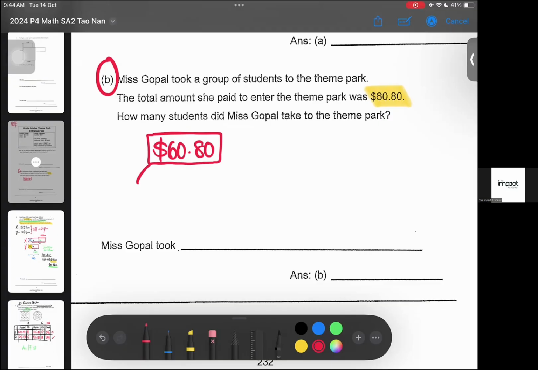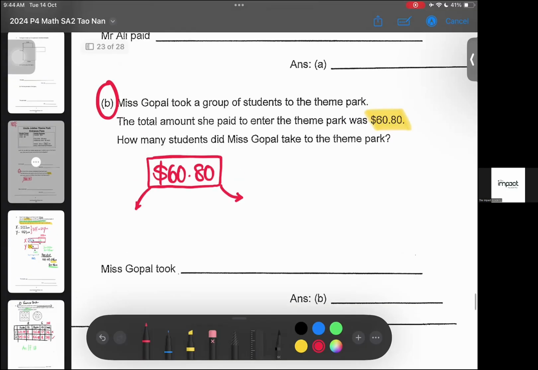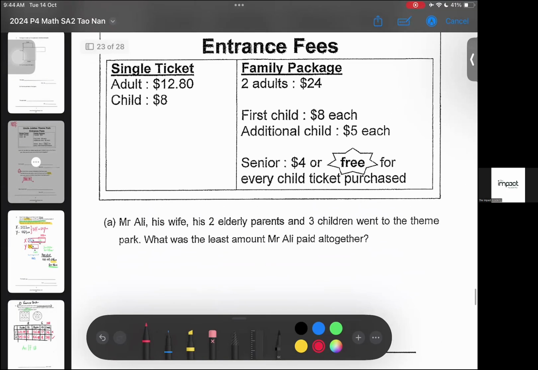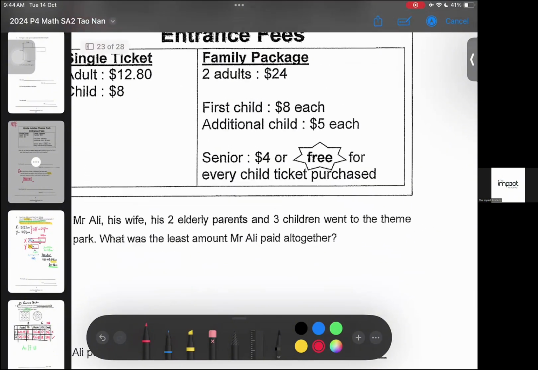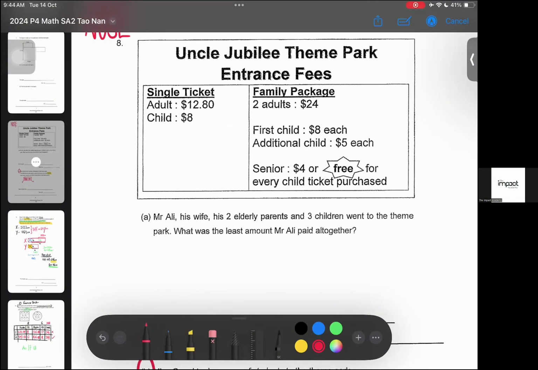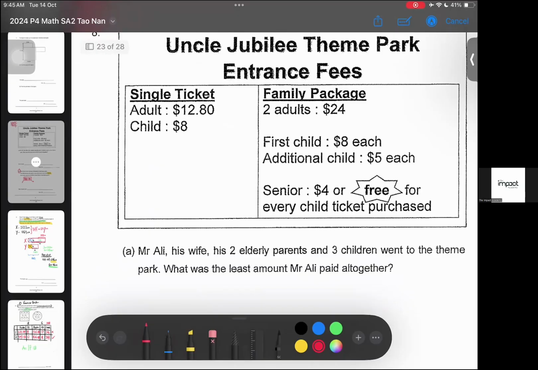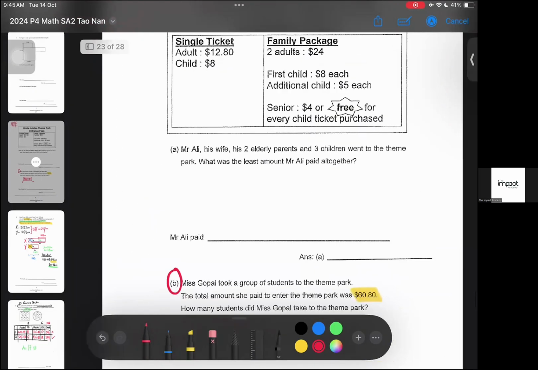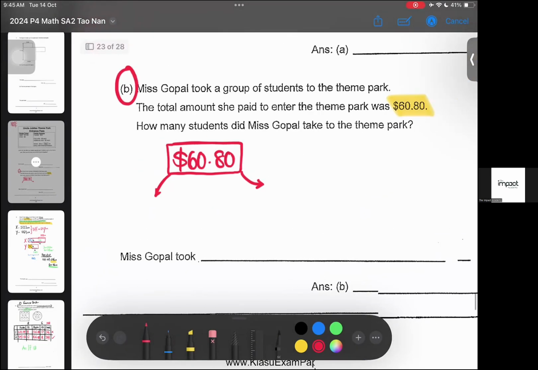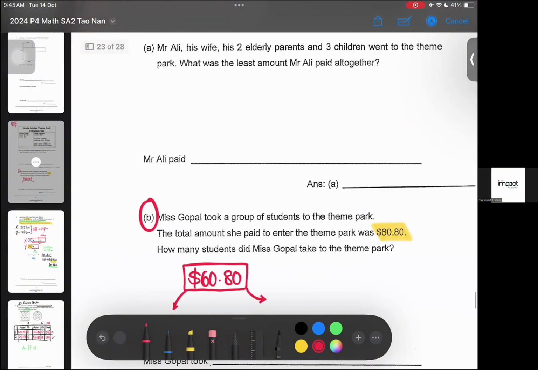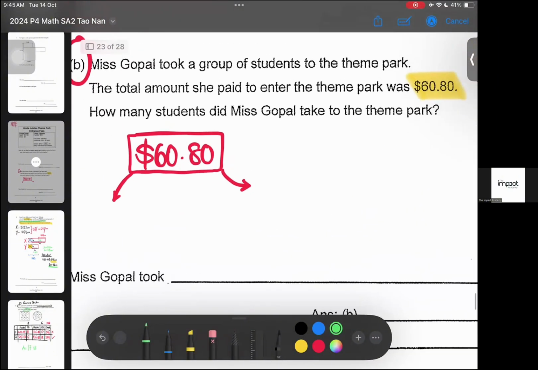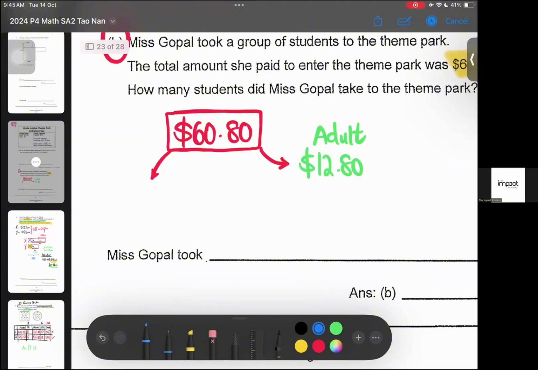Break it up into a few parts. The first part that I have, as you can see over here, we know it is 100% under child. It is not the family package, right? Agree or disagree? But before I do that, I must remember that Miss Gopa also went in. Did Miss Gopa go in or not? As an adult, she has to pay this. So we have to remove her away first. Do you understand or don't understand? So that we can find how much she actually paid for the children.